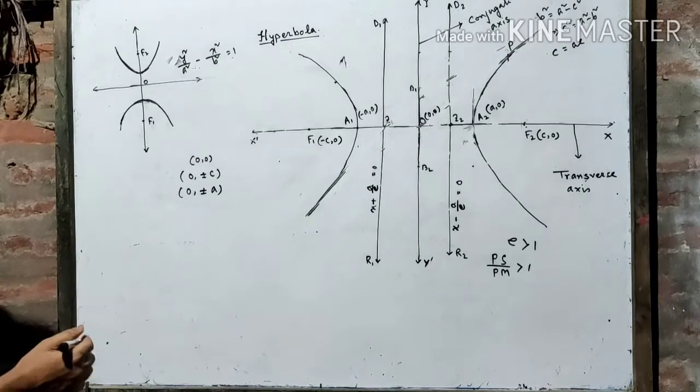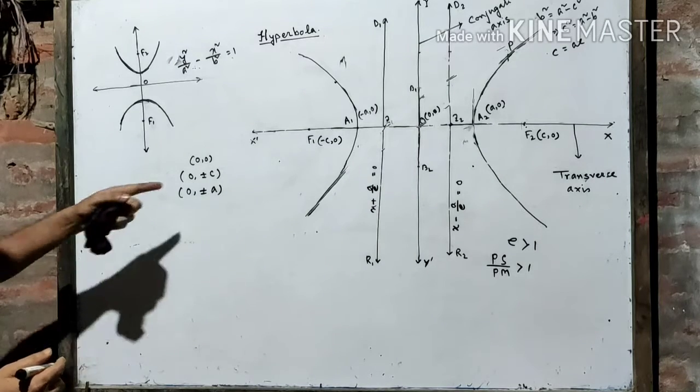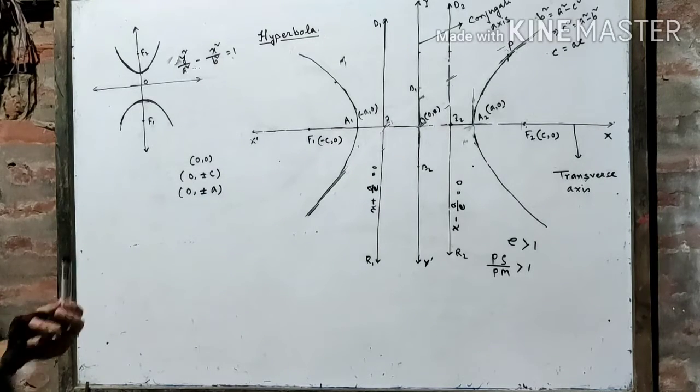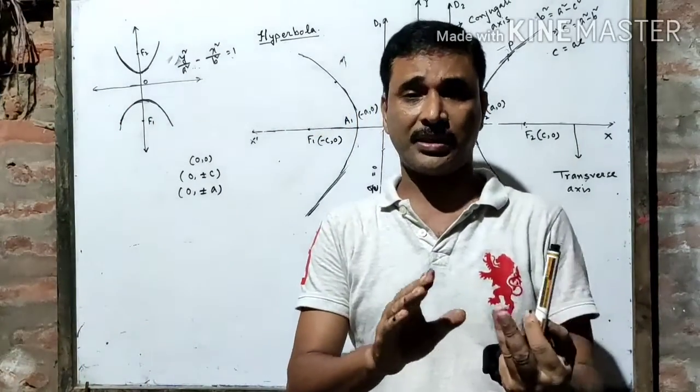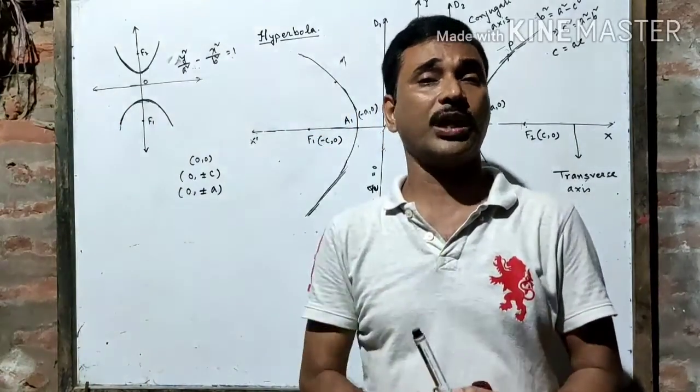So these are the coordinates of vertices. Then lengths will be the same. Length of transverse axis twice a, length of conjugate axis twice b, length of lateral rectum 2b square by a.